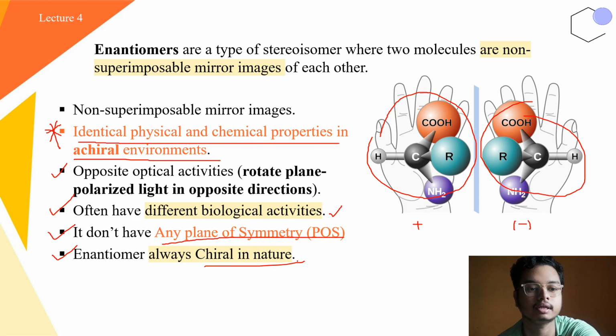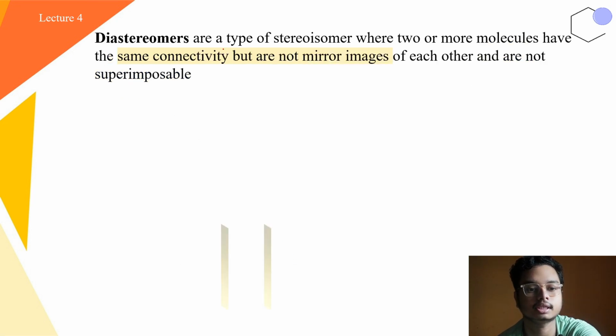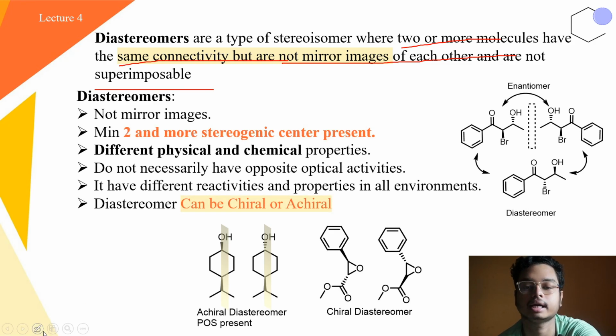Now let's talk about diastereomers. Diastereomers are a type of stereoisomer where two or more molecules have the same bonding connectivity, so they are all stereoisomers, but they are not mirror images of each other and not superimposable. Diastereomers also have certain properties. First of all, there is no mirror image relationship in diastereomers, whereas enantiomers have a non-superimposable mirror image relationship; this is a point to be careful about. Second, a minimum of two or more stereogenic centers must be present for a molecule to be a diastereomer.